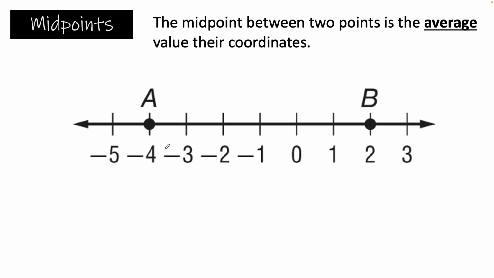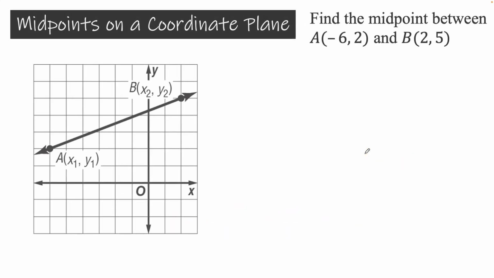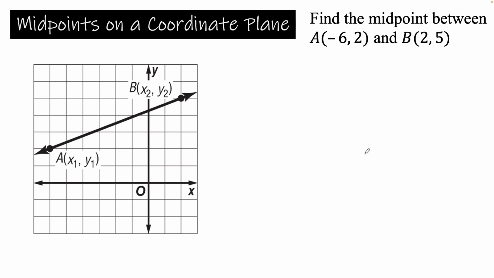So let's try this. We've got our 2 points. We've got -4 and we've got 2. So we'll add those together and divide by 2. -4 plus 2 is -2. -2 divided by 2 is -1. And yeah, it's smack in the middle, so that worked. That's 1 dimension. Now we're going to move into 2 dimensions and add some y values. It's actually not too bad though.